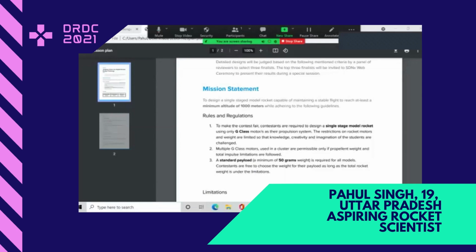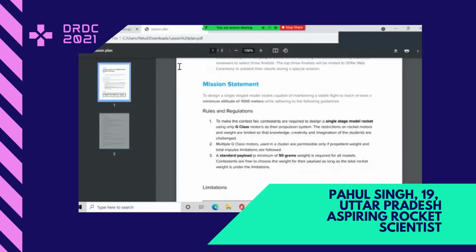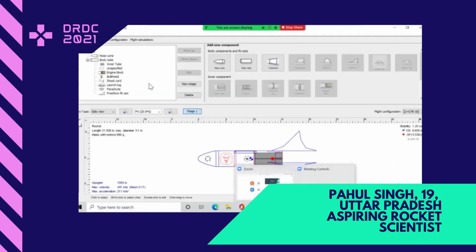As you can see, this is the problem statement: to design a single stage model rocket capable of maintaining stable flight to reach at least a minimum altitude of 1000 meters while adhering to the following guidelines. This is my rocket that I have designed. Let me give you all the views.